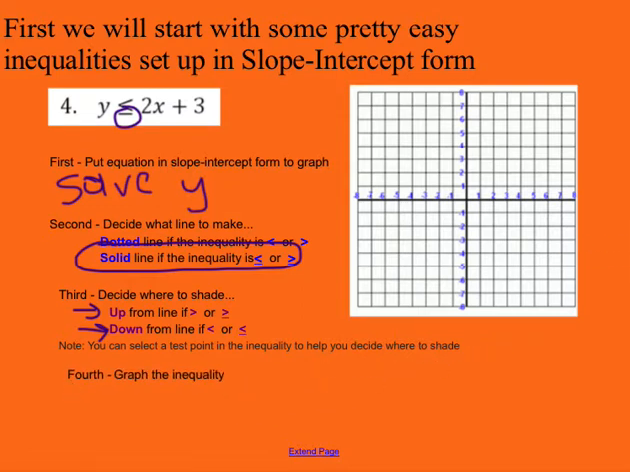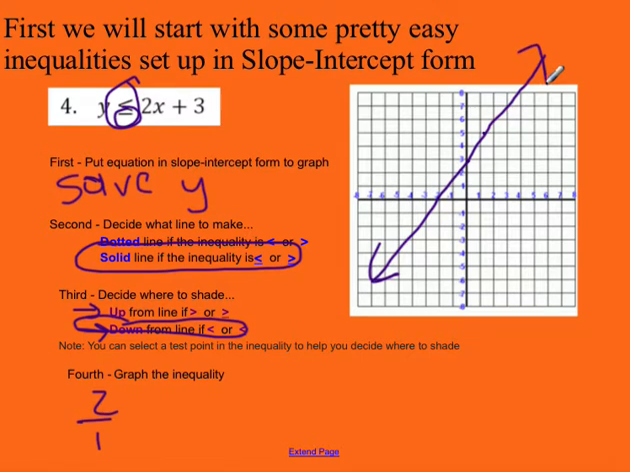Well, I see on number 4 that my alligator is facing away from the y, so I'm going to be shading down. So let's go ahead and graph this, a solid line shading down. So we're crossing the y-axis at 3. And then my slope is 2, which is the same as 2 over 1. So then from here, I'm going to go up 2 and over 1 and plot that point. Connecting those 2 points, I have a solid line like so.